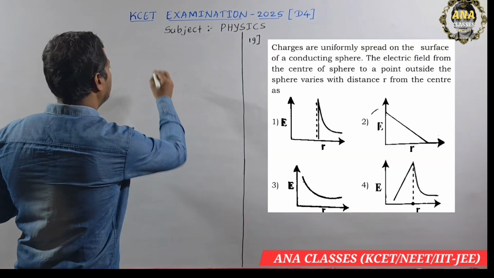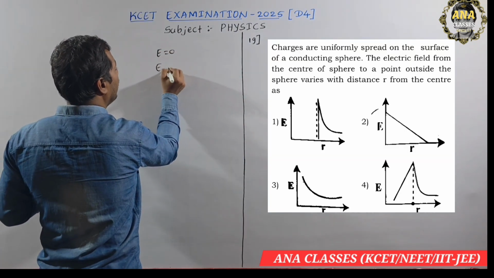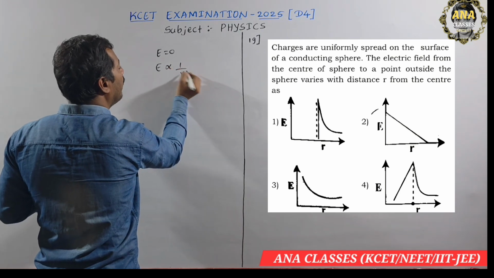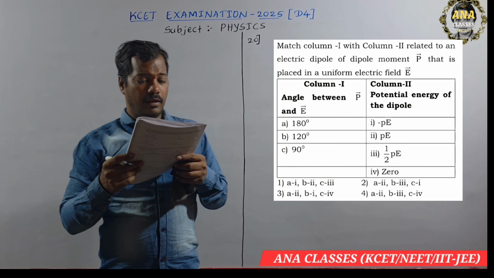Question number 19. Inside the sphere the electric field is 0, then outside the sphere the electric field is proportional to 1 by r. So the option is A. Question number 20.